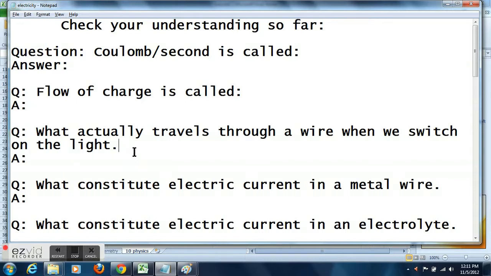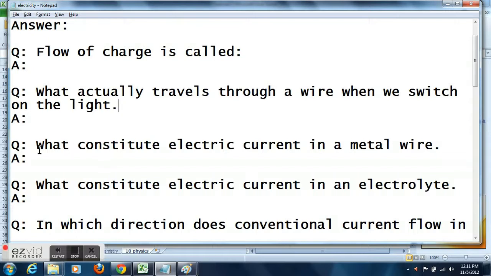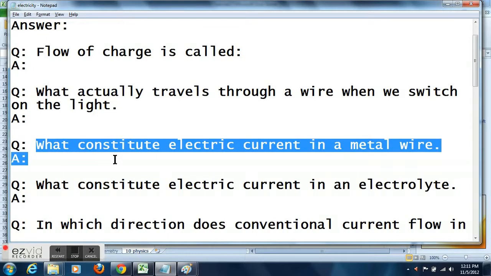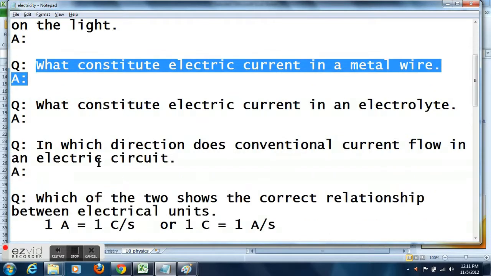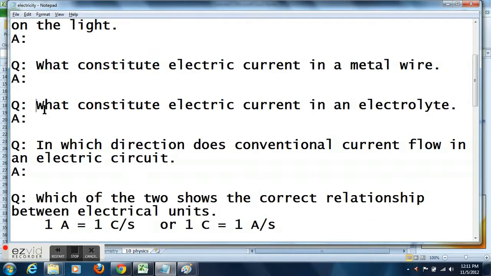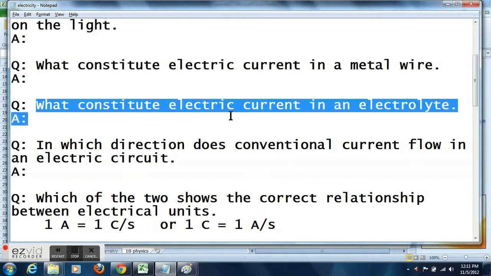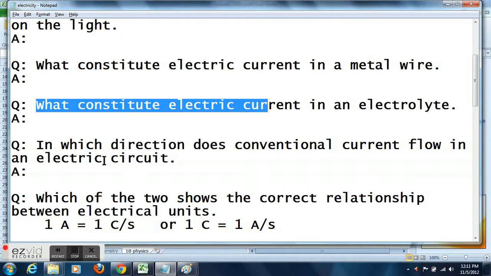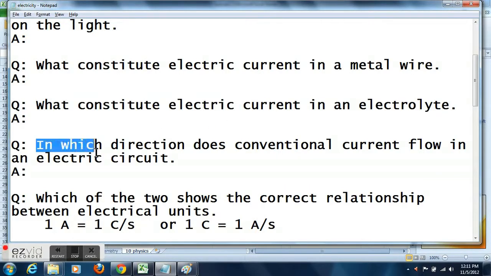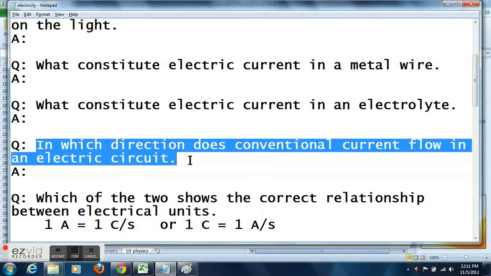What actually travels through a wire when we switch on the light? What constitutes electric current in a metal wire? What constitutes electric current in an electrolyte? In which direction does conventional current flow in an electric circuit?